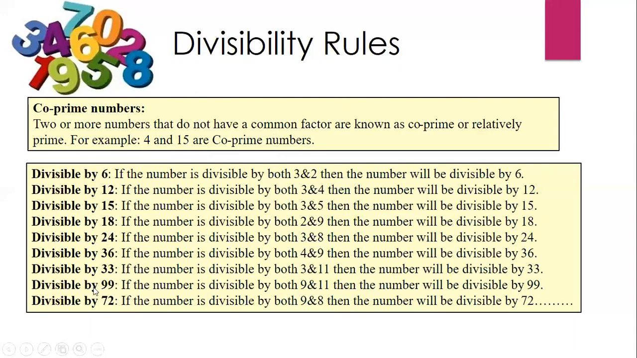Like that for 99, the number must be divisible by 9 as well as 11. 9 and 11 are co-primes. So we can say if it has to be divisible by 99, it must be divisible by 9 as well as 11, and then only the whole number will be divisible by 99.